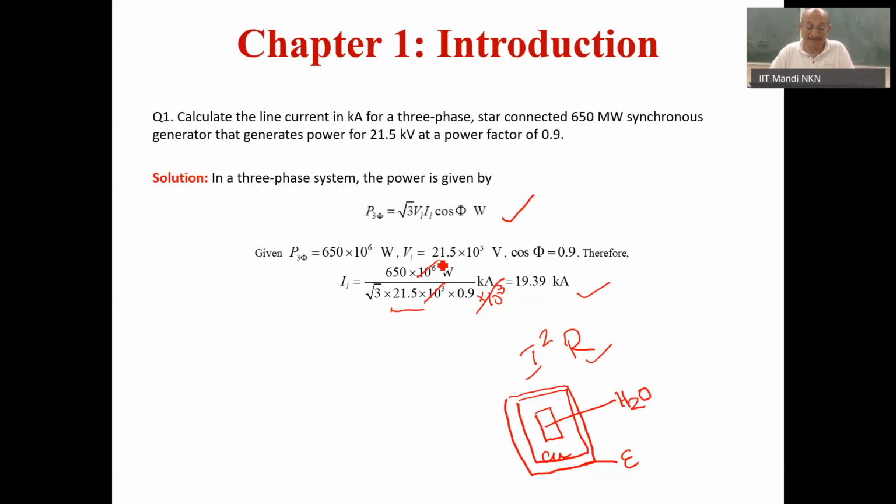Well, back to the question. If you could increase the voltage at which the power is generated above 21.5, the magnitude of the current would come down. Then why don't you do that? Why don't people, in practice, do that?